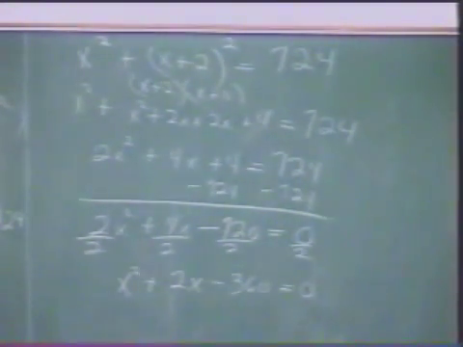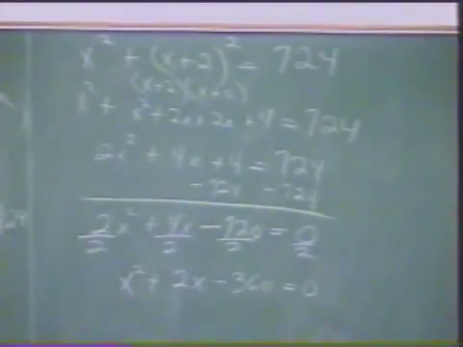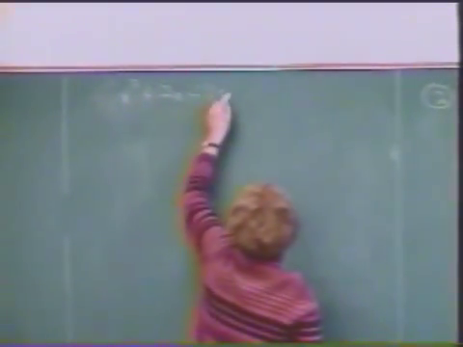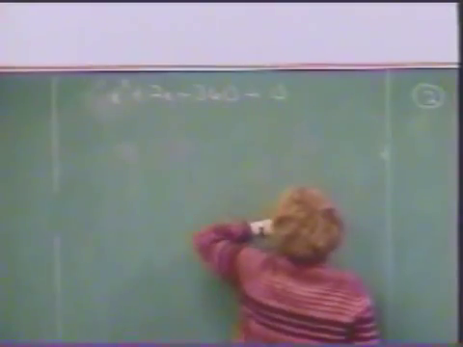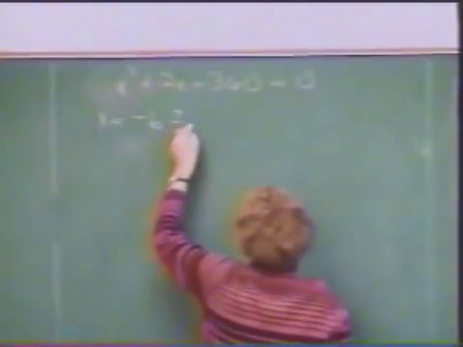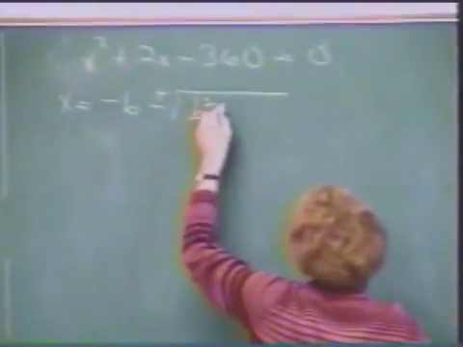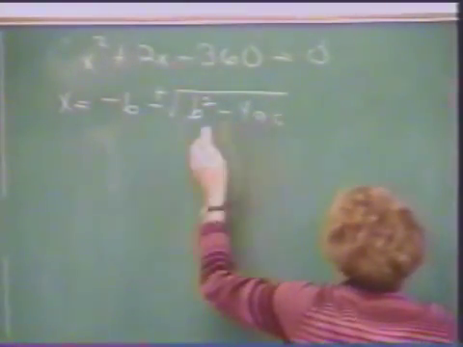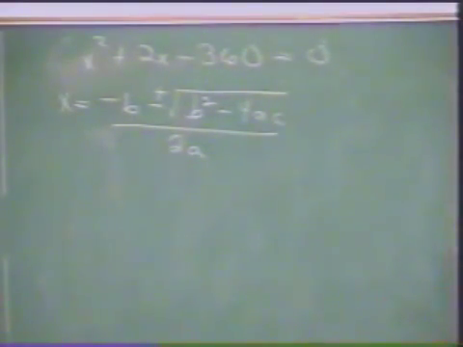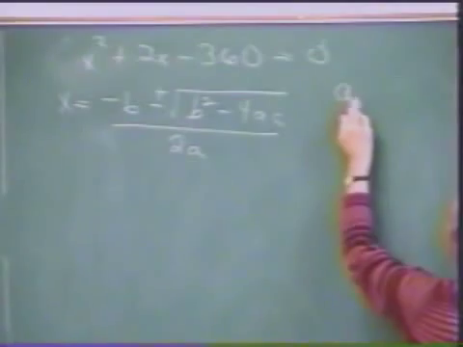You're going to get lots of practice with your quadratic formula, so hopefully everybody will get better with it. x squared plus 2x minus 360 equals 0. So the quadratic formula is the opposite of b plus or minus the square root of b squared minus 4ac, all over 2a.